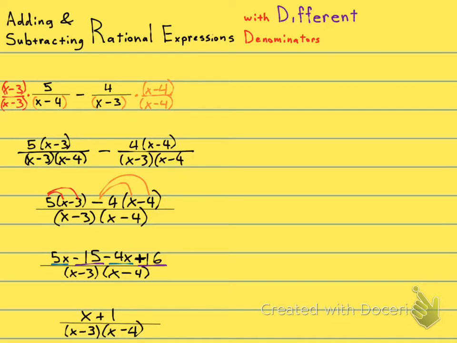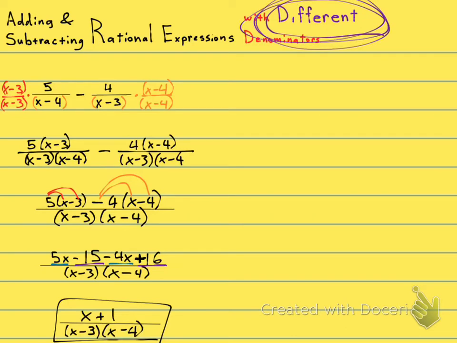And now I look to cancel out. I'm really hoping that something in my numerator cancels with something in my denominator, but that doesn't happen. So I am done. Remember, usually when you have a problem with a different denominator, when you get to the end, it's kind of a letdown problem. Nothing's going to cancel out.